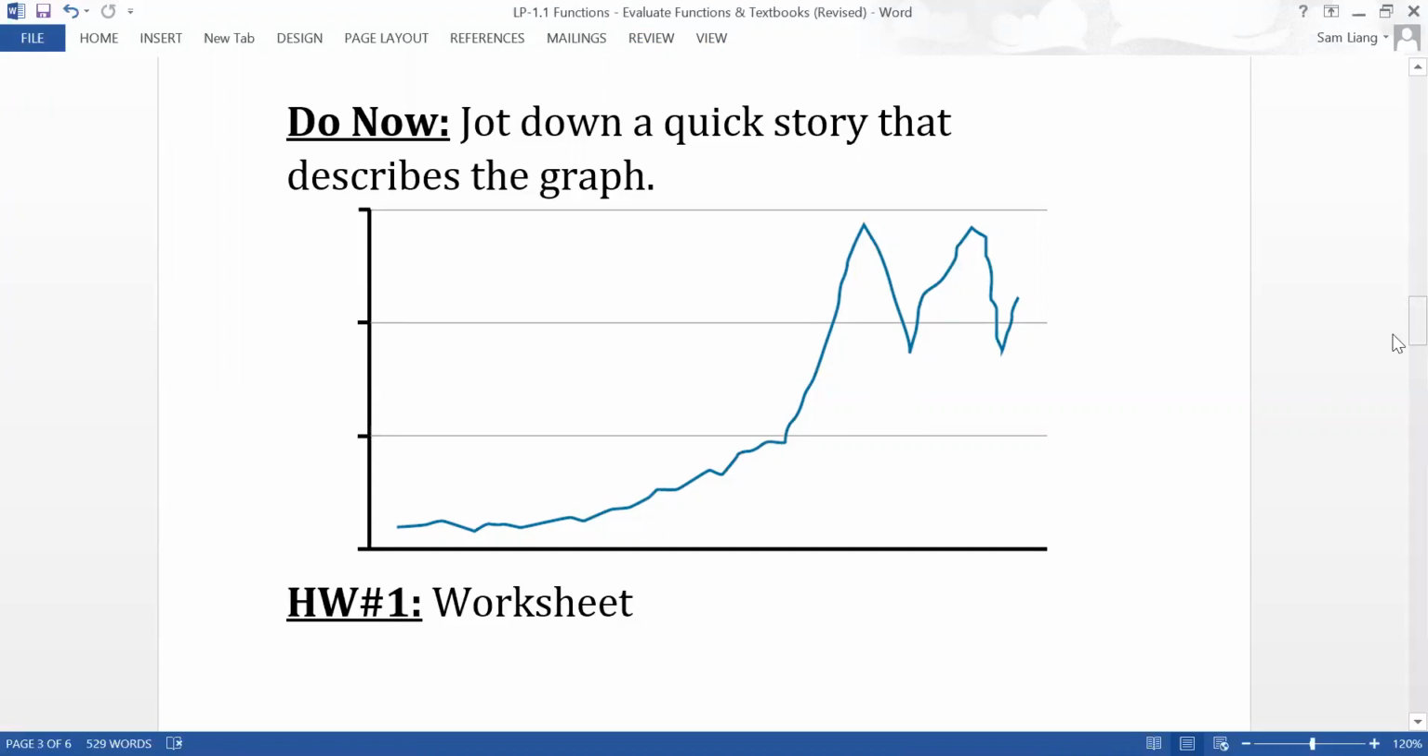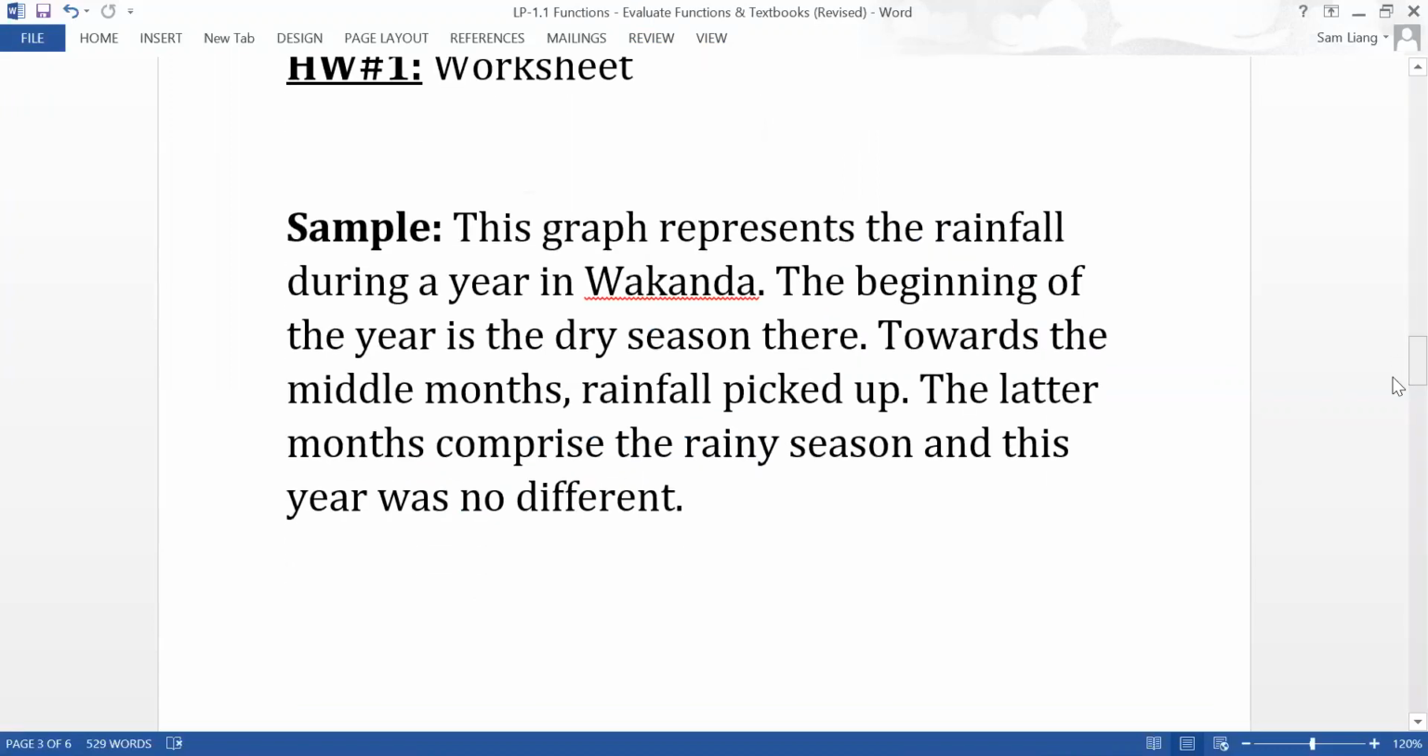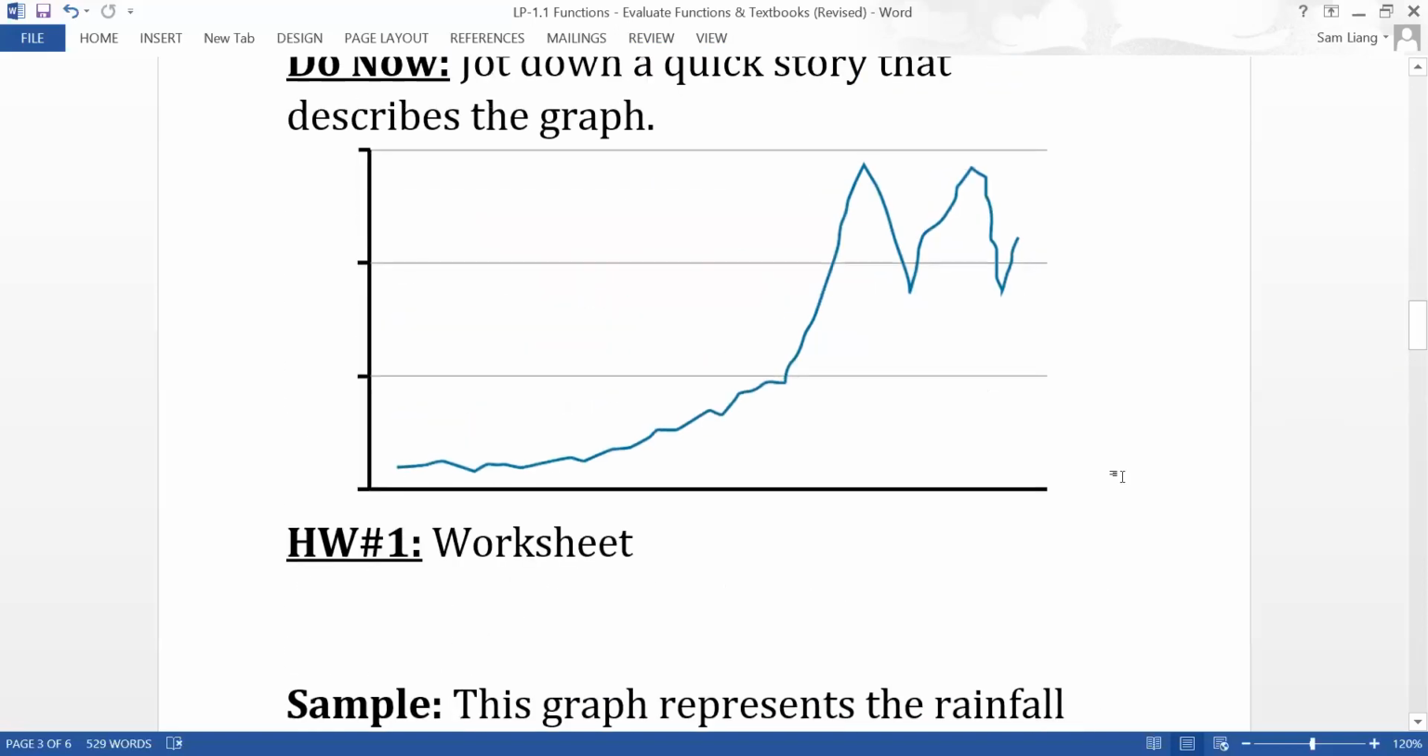So here I have, this graph represents the rainfall during a year in Wakanda. The beginning of the year is the dry season there. Towards the middle months, rainfall picked up, and the latter months comprise the rainy season, and this year was no different. So the x-axis would be time, and the vertical axis, the y-axis, would be rainfall during that month, or I guess during a day.